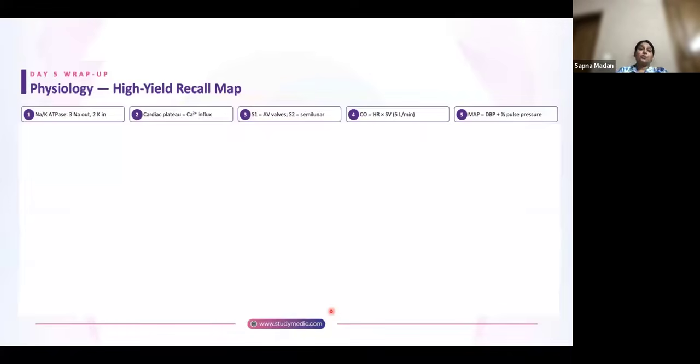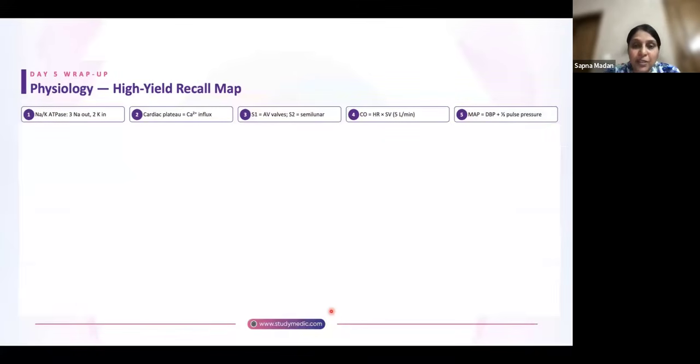So let's just quickly go through everything that we've discussed and the high yield points in our discussion. So sodium potassium ATPase, 3 sodiums out, 2 potassiums in. Okay, very, very important for maintaining the resting membrane potential, and therefore the action potentials as well. Cardiac plateau is due to the L-type calcium channels. So this is due to the calcium influx.